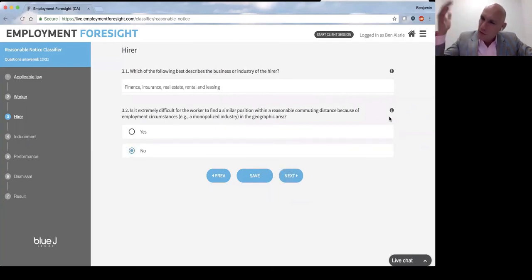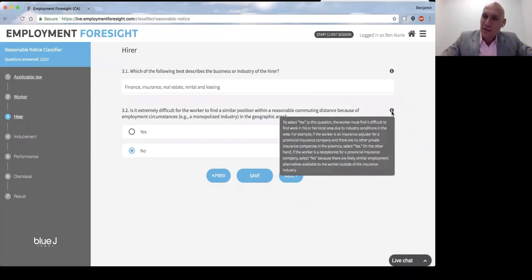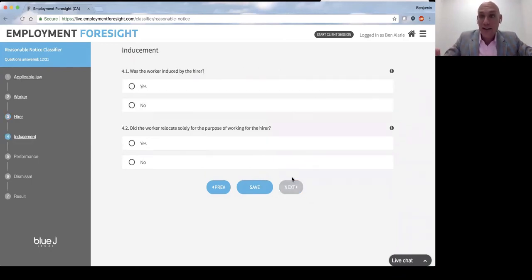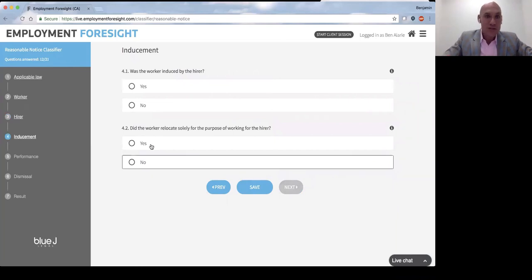And here, if you have questions about what it means for something to be extremely difficult, you can hover over this little information button, and it'll explain how to think about the question. So this gives you a little bit of extra context about the question and why it's being asked and how to think about the answer. So we can click next. And we're already more than halfway done. So we've answered 12 of the 21 questions. We can monitor our progress here.